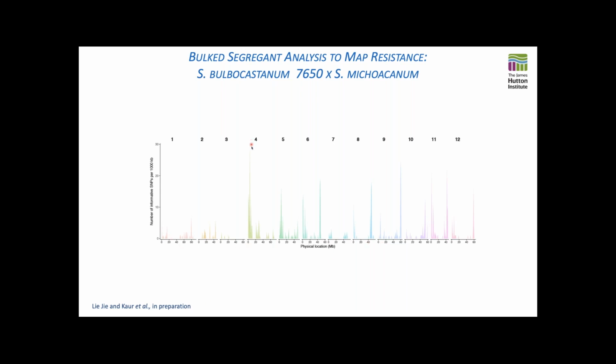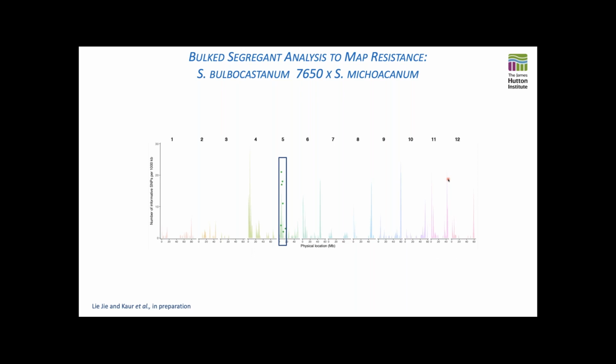And you clearly see these big clusters here. For example, we have the R2 cluster on chromosome 4, and we have the R3 cluster on chromosome 11. When we did our bulk segregant analysis and we filtered for SNPs that are linked to our resistance phenotype, we could actually map this resistance to potato chromosome 5.